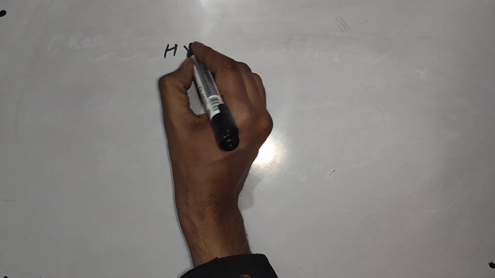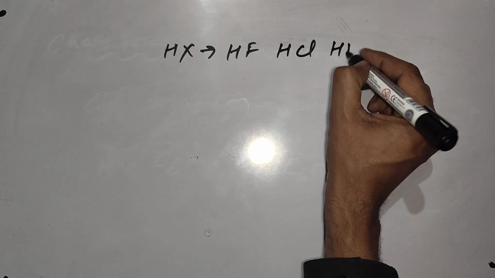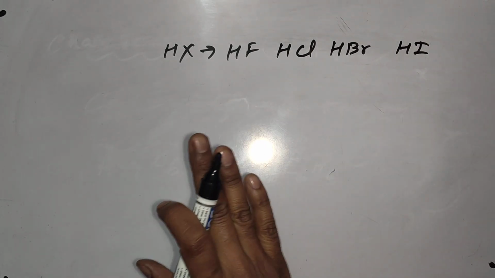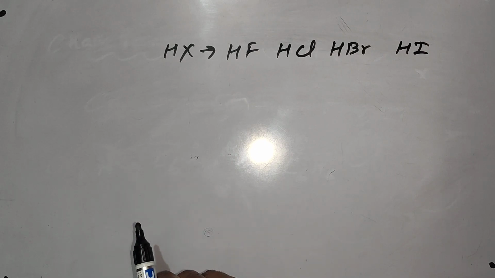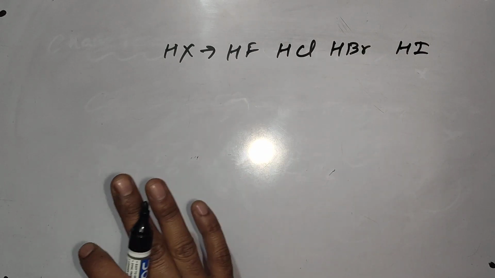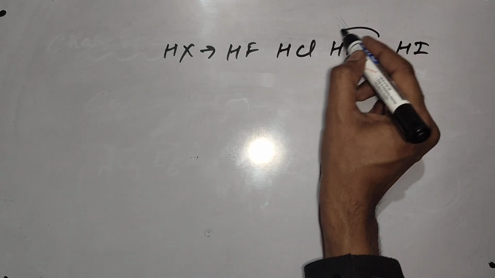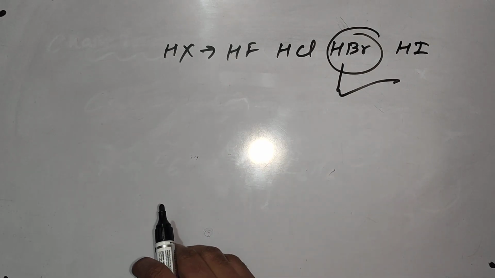Now the last point. HX is of four types: HF, HCl, HBr, and HI. Can all show the anti-Markovnikov rule? No. Can all show the peroxide effect? Can all show the Kharasch effect? No. Out of these four, only HBr will show anti-Markovnikov reactions. Reason?